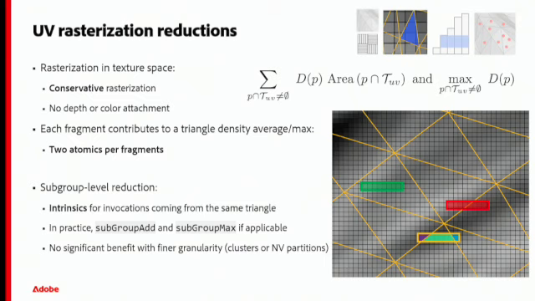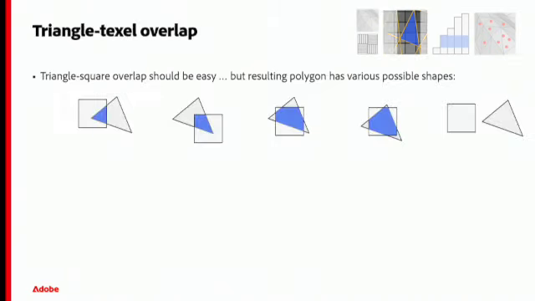We also tried to use finer granularities, for example in the case at the bottom where a warp or subgroup spans 3 different triangles. We could perform the reduction per subset. But we found out that using, for example, this cluster or the NVIDIA partition, we didn't see any clear benefits in our case.